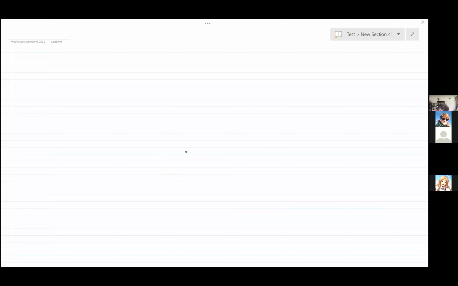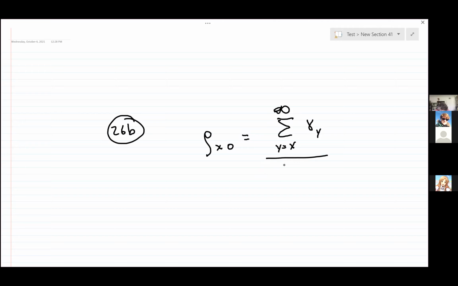Okay. So 26b says rho of x0 is the sum from y equals x to infinity of gamma y, all over the sum from y equals 0 to infinity of gamma y. Okay, so that's what 26b says.